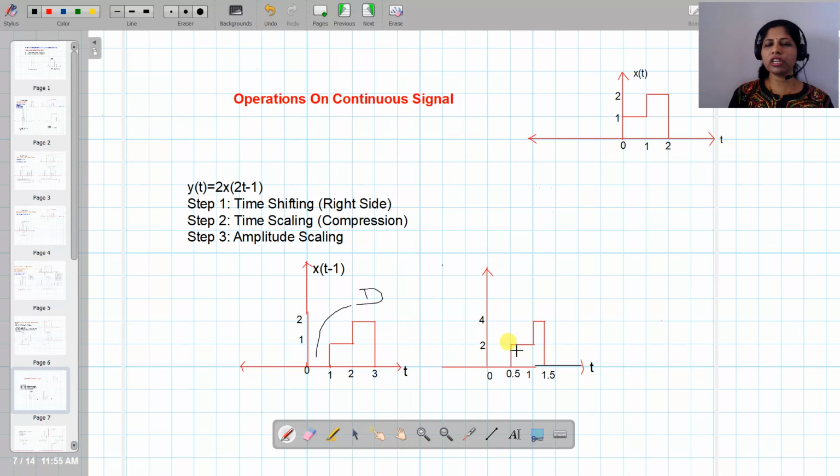In the case of a continuous signal, we are considering the entire signal. Because of scaling, the signal width reduces. Now the scaled compressed signal is from 0.5 to 1.5. And the third step is amplitude scaling, where we multiply the amplitudes. The original amplitudes are 1 and 2, which get multiplied by 2, so the amplitudes become 2 and 4. So we are done with our topic, operations on signals: two types of operations, independent and dependent operations. Okay, thank you.